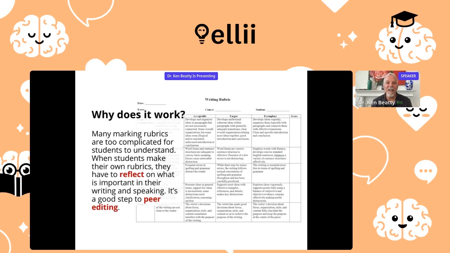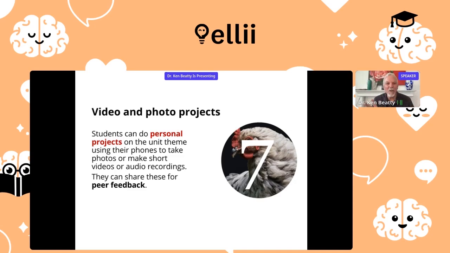Number seven, video and photo projects. Talk about personal projects. Say, you're all doing this. I want you to talk about your family. Take some pictures or take some video of your family, because that's what you need to talk about. You live with your grandmother or great-grandmother. That's language you need to learn. Maybe not everybody else, but that's important to you, right?